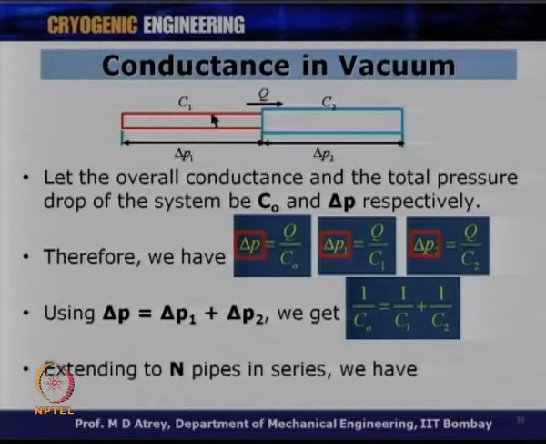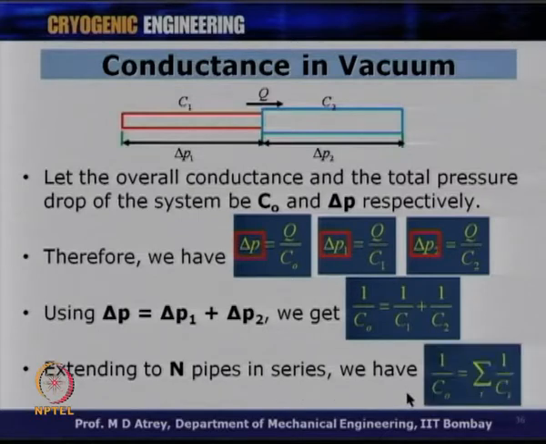So, we did this only for 2 pipes, but I can now have n number of pipes. Extending to n pipes in series, I will get 1 upon C0 is equal to sigma 1 by Ci, with i ranging from 1 to n. So, if I know different pipes connected in series, I will calculate their respective conductances and get the overall conductance by this formula. So, 1 upon C0 is equal to 1 upon C1 plus 1 upon C2 plus 1 upon C3 etc. would give me the overall conductance of a given series pipe connection.